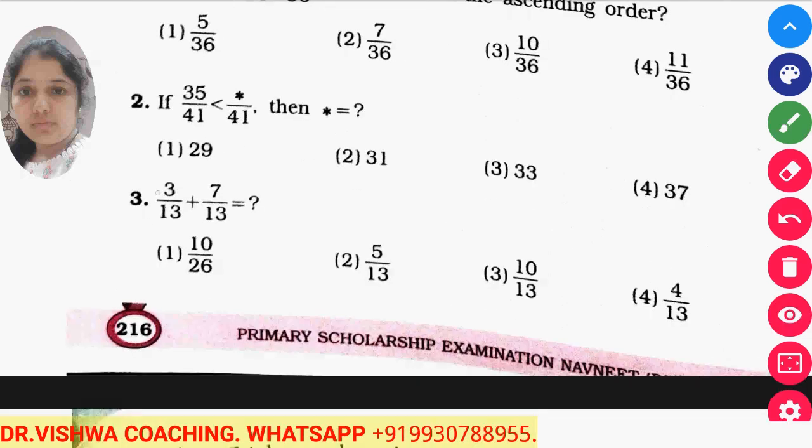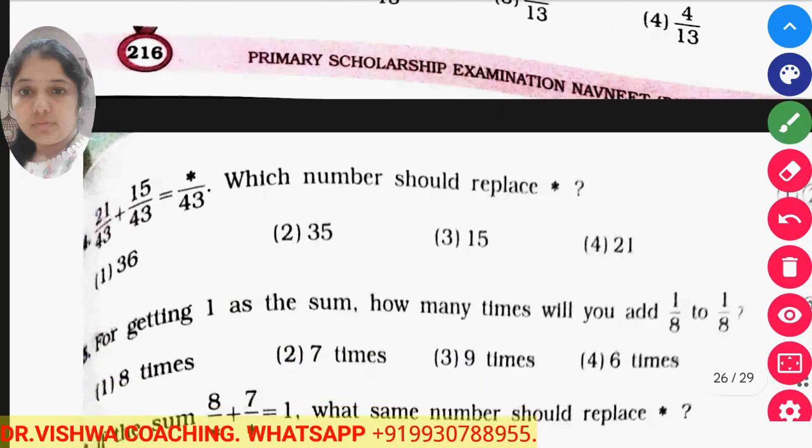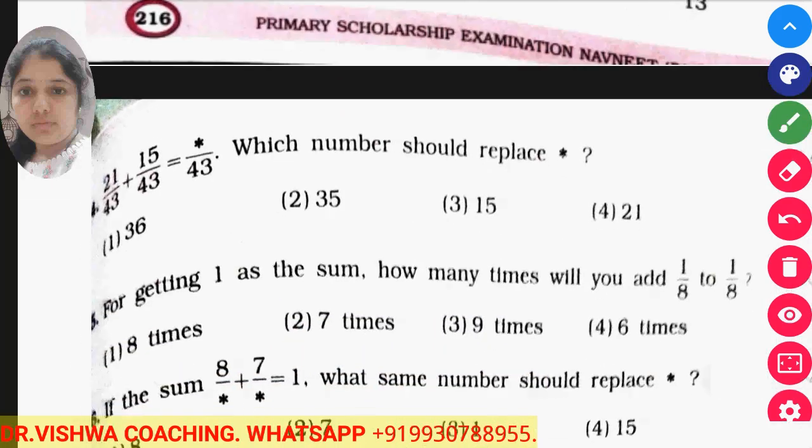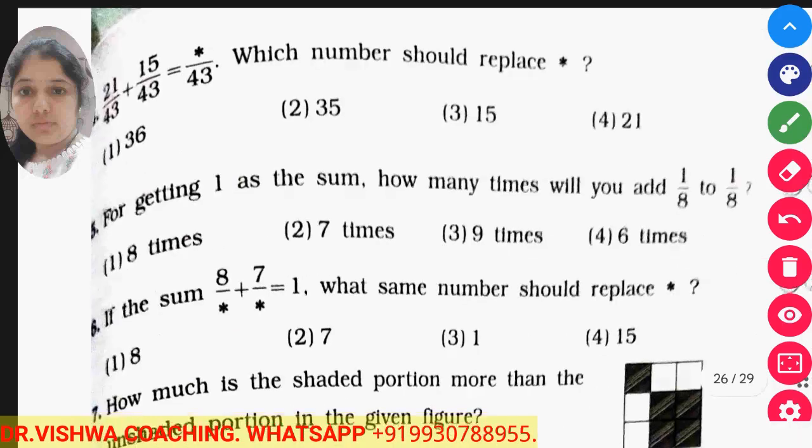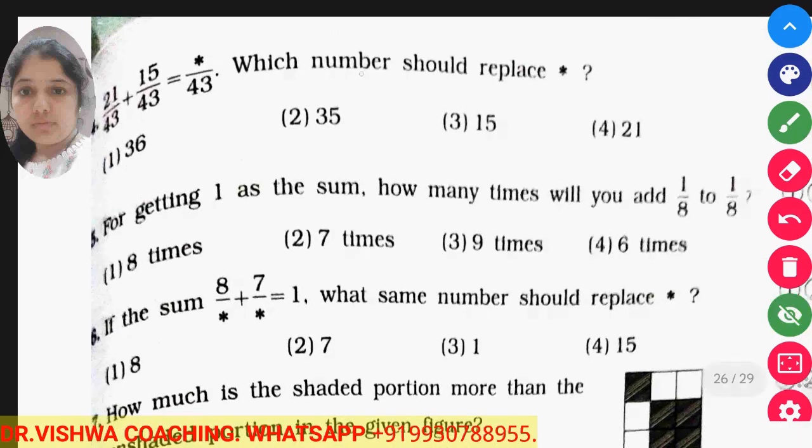Now add these two, 3 upon 13 and 7 upon 13. Keep the denominator same and add 7 and 3. You will get the answer as 10 upon 13. Okay, here also the denominator is common, so we will take the same denominator for the sum, and we have to just add 21 and 51, and you will get the answer. So again for homework.